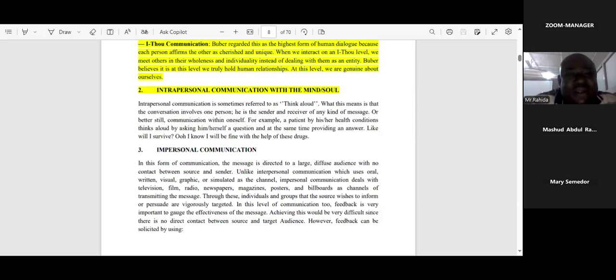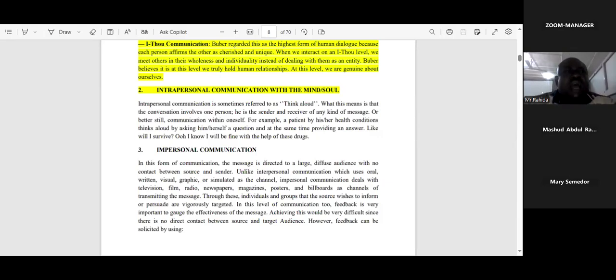So a soliloquy, in literature, means somebody who talks to himself or herself alone. So when we come to therapeutic communication, we could also have what we call intrapersonal communication. Intrapersonal communication simply means a communication within one's own self. He is the sender, he is the receiver. In other words, we term it as think aloud.